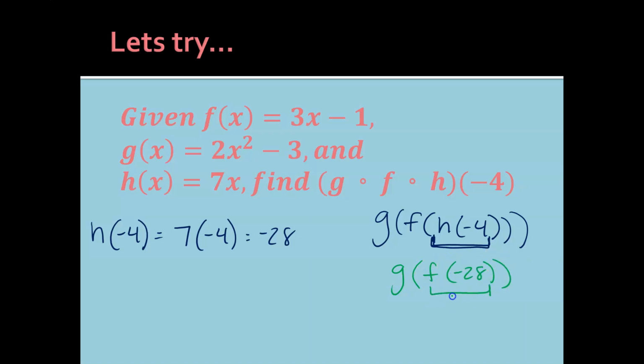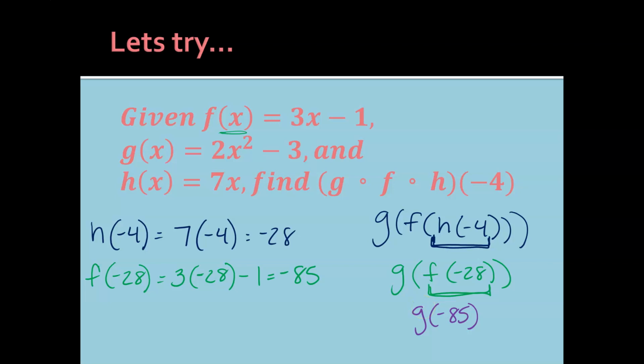So now I'm going to find that inside. I'm going to find f of negative 28. Okay. So I'm going to use the f function and replace all the x's with negative 28. So 3 times negative 28 minus 1. And I get negative 85. Getting some big numbers here. Well, they're low numbers because they're negative, but big negatives. So now I can replace the f of negative 28 with negative 85.